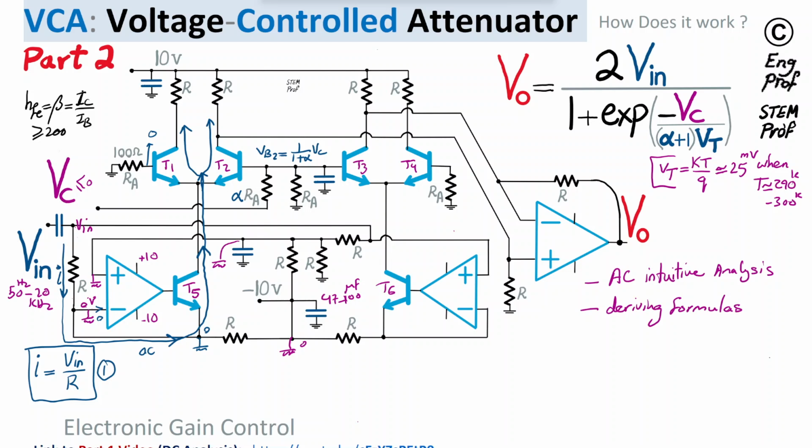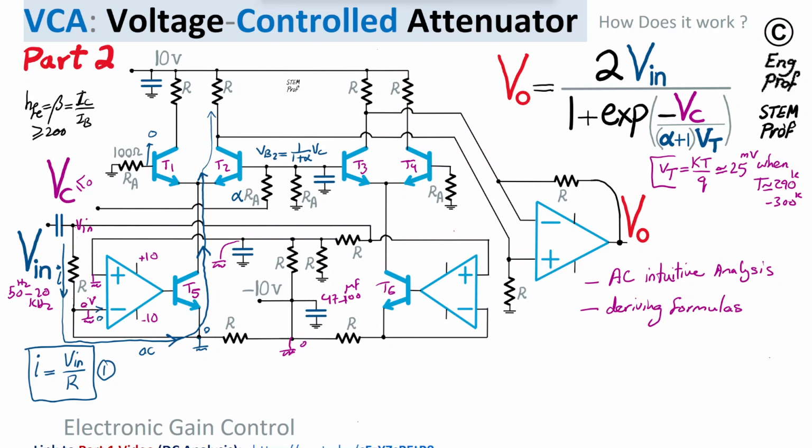But when VC becomes more negative, it means it is reducing the voltage of B2 for transistor T2 and also the voltage of T3. So more of a current or less of a current is diverted through, let's say, the right branch in the first T1, T2 differential pair. And I'll talk about the same situation happening for the T3, T4 differential pair.